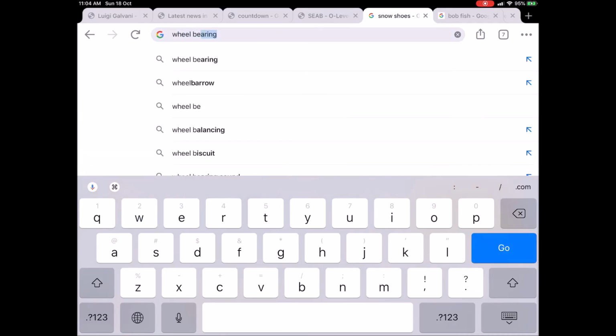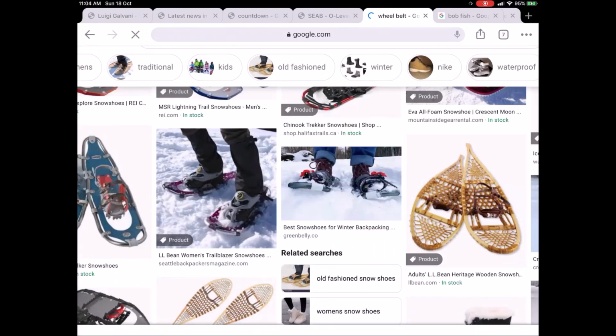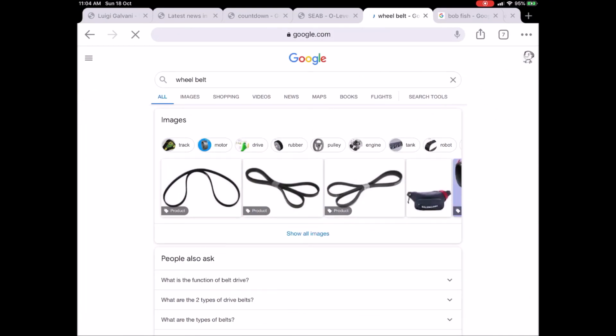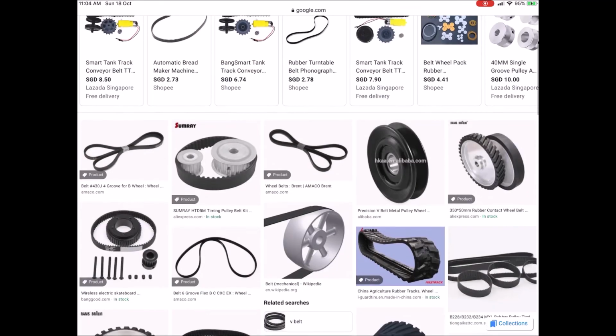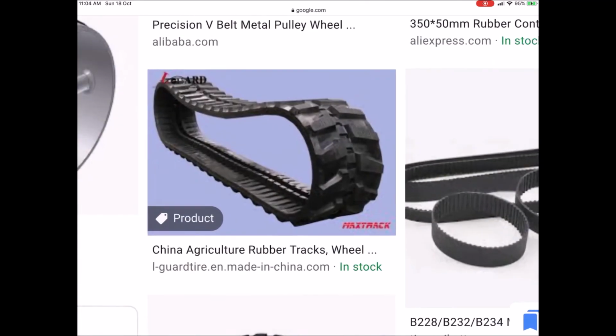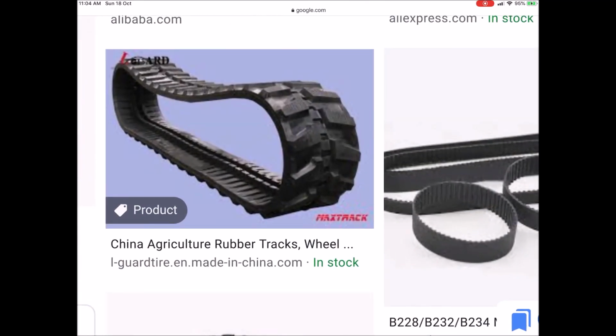the heavy vehicles don't use wheels, right? But instead, they actually use this. Let's see if I can show you. They use this, right? So, for example, this. Why is it that they use this? Because the belt will increase the contact area between the vehicle and the ground.